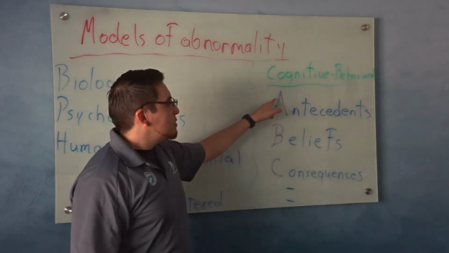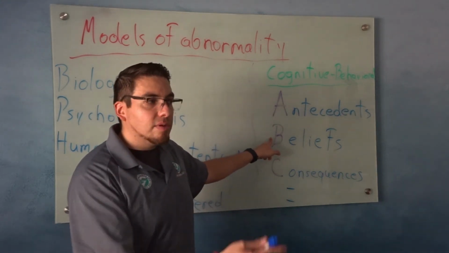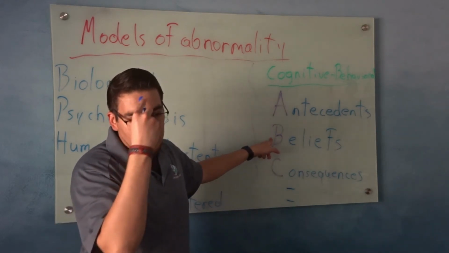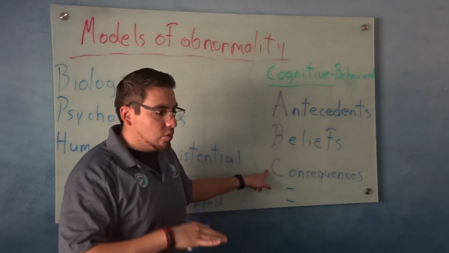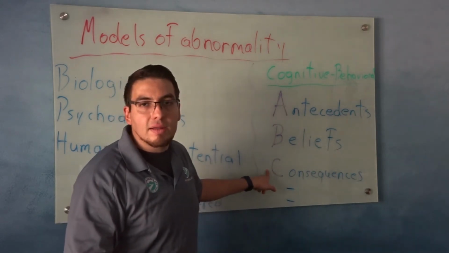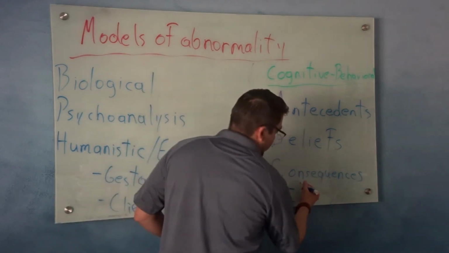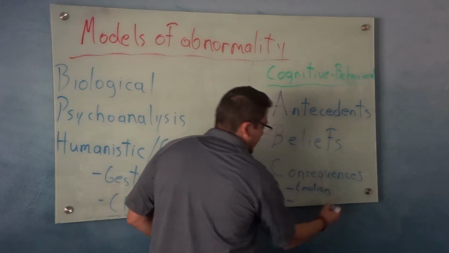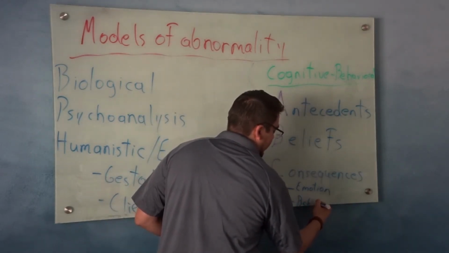Somebody cuts me off in traffic, I rationalize and say, well, maybe the person is rushing to the hospital. So I make something up to control my thought, and before I notice it now, I'm not feeling mad. Consequences refers to how you feel, emotion, and how you act, behavior.